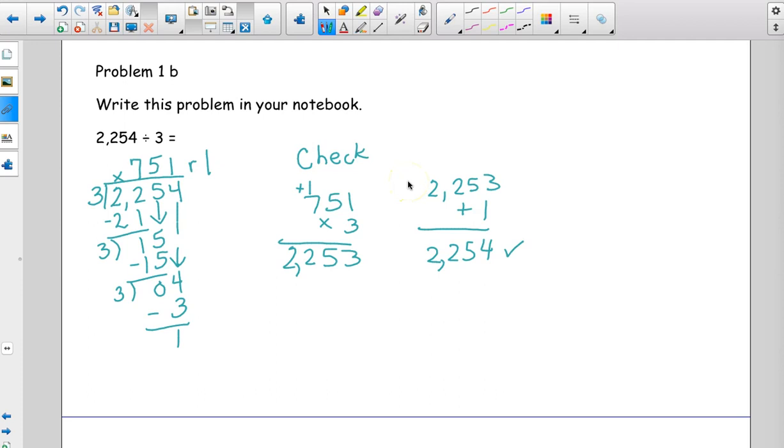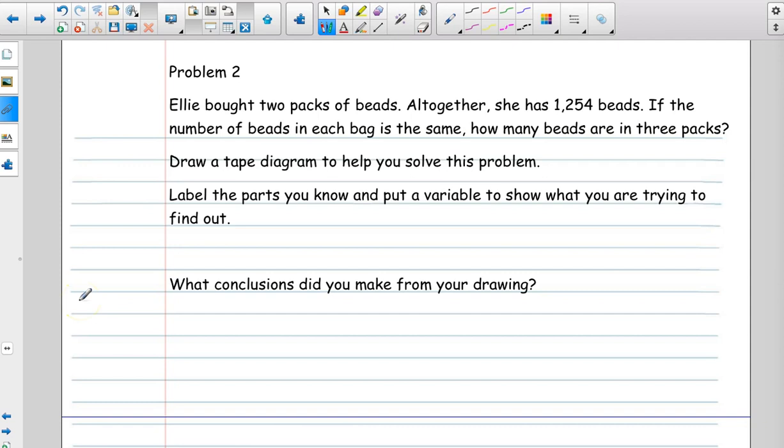Okay, problem 2. We have a word problem. Ellie bought 2 packs of beads. Altogether, she has 1,254 beads. If the number of beads in each bag is the same, how many beads are in 3 packs? Draw a tape diagram to help you solve this problem. Label the parts you know and put a variable to show what you're trying to find out. What conclusions can you make from your drawing? Pause the video and draw your tape diagram. Once you have it drawn, click continue.